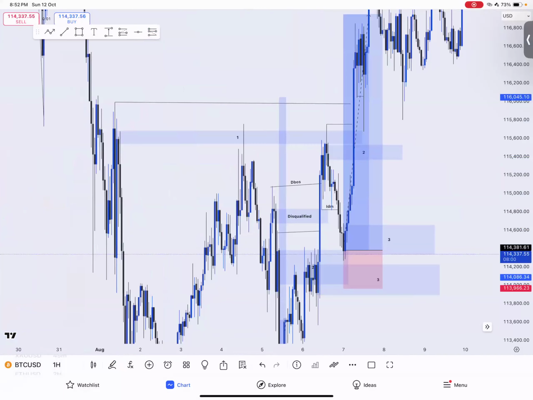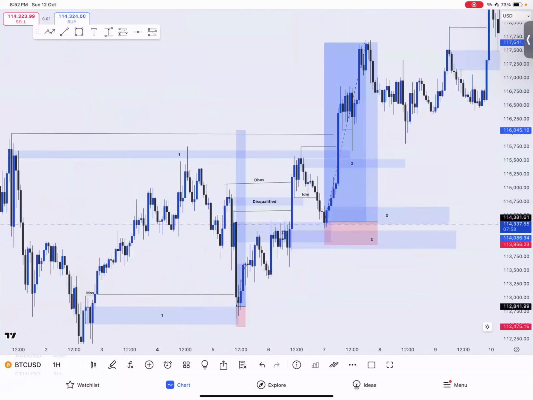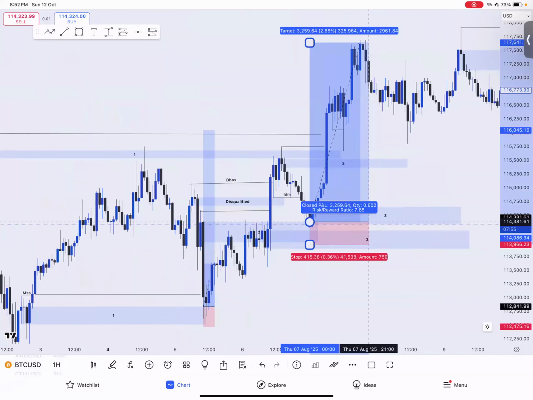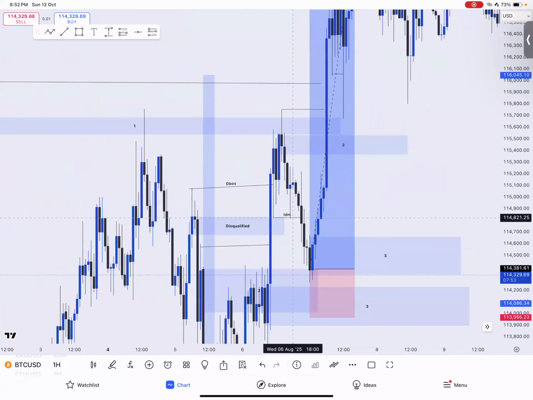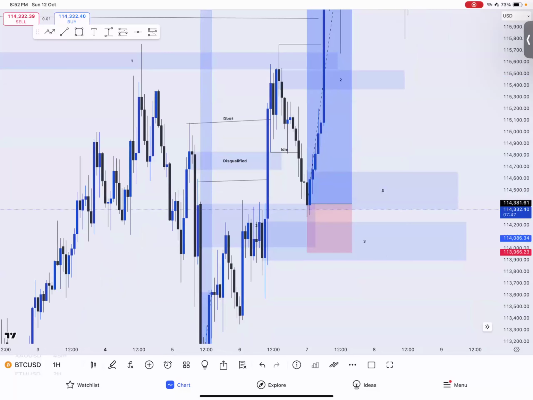The one closest to our inducement is the one we pick. Our inducement is right here. Since it's already touched this breaker, the already disqualified breaker, it is now left for this breaker and this OB. But since the breaker block is closest to the inducement, that's the one we picked our entry from.